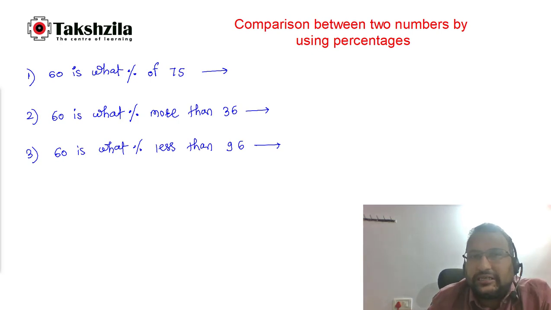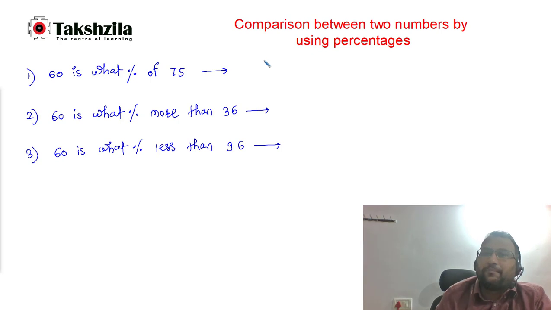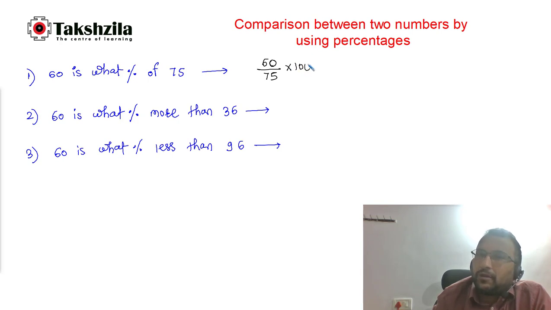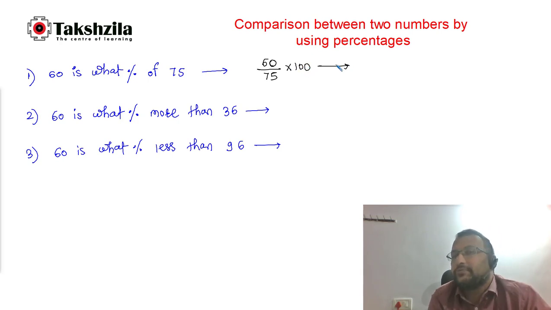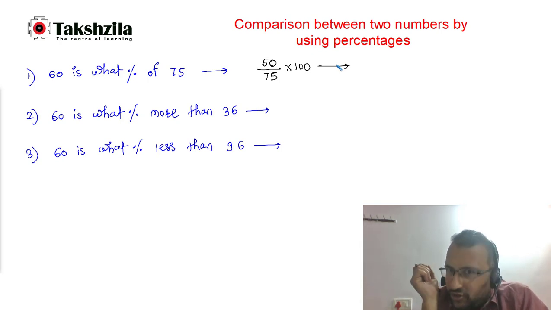First statement, 60 is what percent of 75. So in this statement what we are doing? We are comparing 60 with 75. Whatever we are comparing, write that in numerator. And with which we are comparing, write that in denominator. So we are comparing 60 with 75. To find percentage, we need to multiply this by 100. But every time we do not need to multiply this by 100.